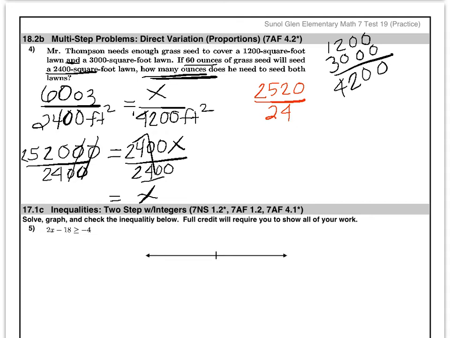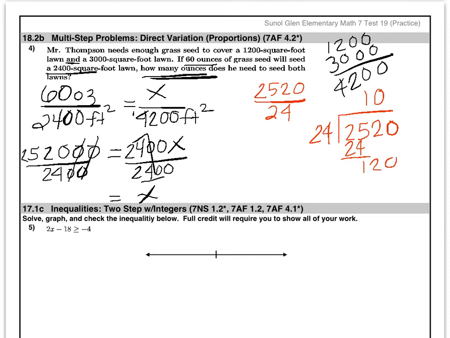So it needs to be a number. So I'm just going to divide it. I'm going to say that this is really 2,520 divided by 24. 24 goes into 25 once. 24 goes into 12 0 times. And 24 goes into 120, let's think about it for a second, 5 times. And 5 times 4 is 20. Carry my 2. 5 times 2 is 10 plus 2 is 12. Okay? So it went in 105 times.